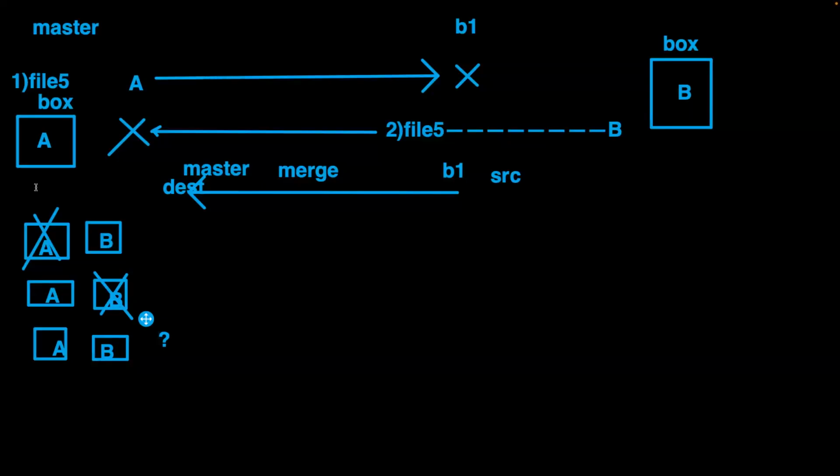Understood? These are the master commits, and these are the B1 commits. So Git has a confusion. Should it overwrite A and keep what's from B1? Or should it ignore the incoming things and just keep A? Or which one to keep? Git is after all a tool.